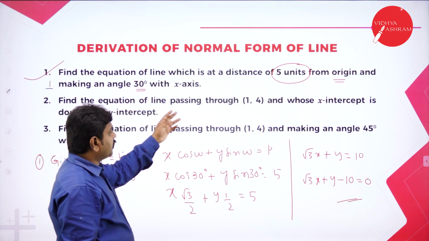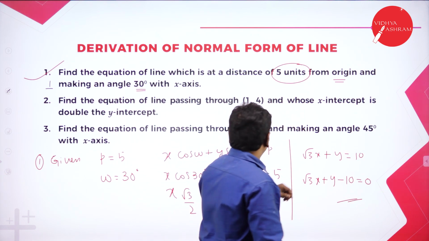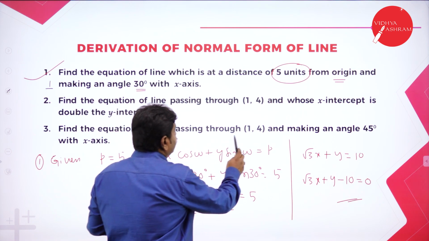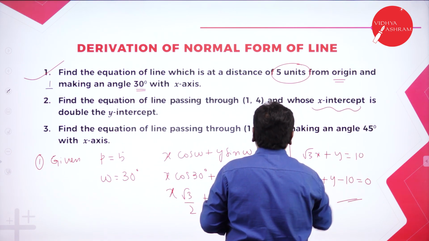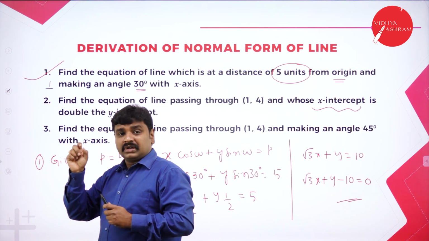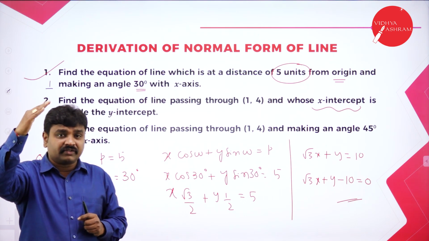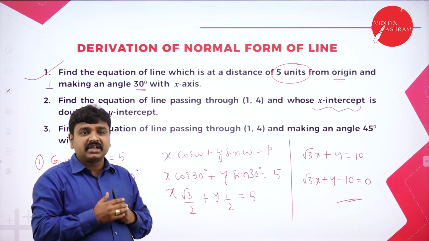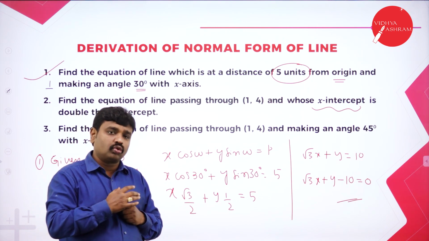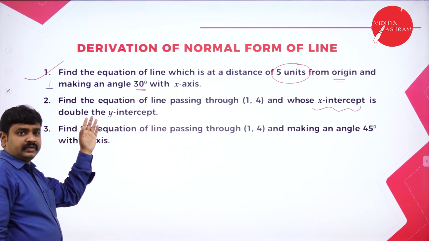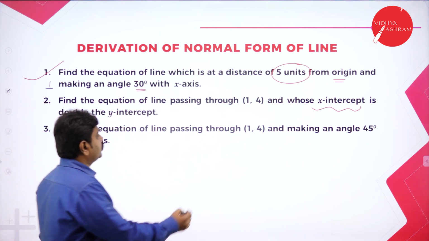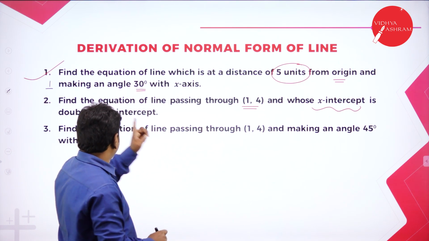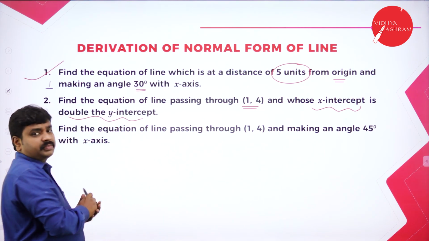Then, find the equation of the line passing through (1, 2) whose x-intercept is double the y-intercept. Now they are talking only in terms of intercept. In the first problem, they told the distance of the line from the origin, that is 5 units, P, and the perpendicular makes an angle of 30 degrees with the x-axis, that is omega. In the next problem, the line passes through (1, 2), and they told that the x-intercept is double the y-intercept.